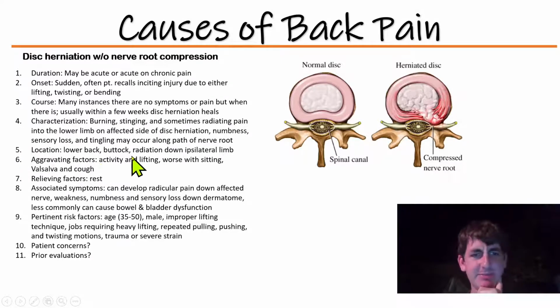Location: lower back. It can be in the buttock. It can radiate down the ipsilateral limb, same side as the injury. So if it hits the right side here, it's going to be the right limb.